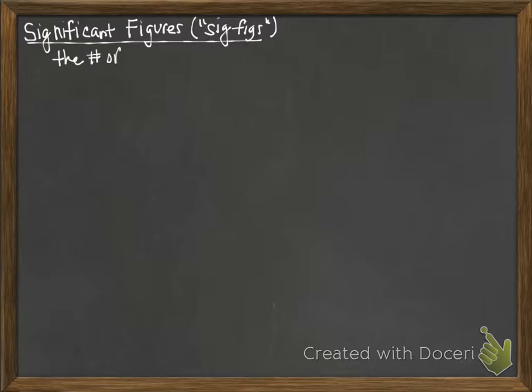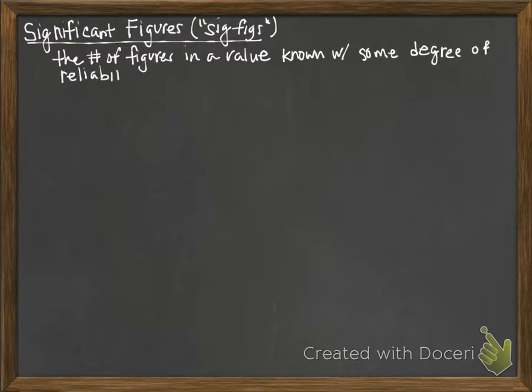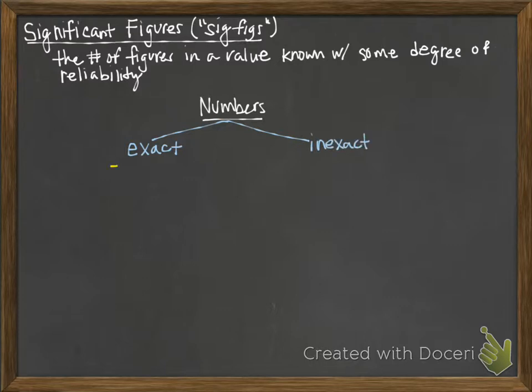Significant figures are the number of figures in a value or a number that are known with some degree of reliability or certainty. So what we're going to do is talk about numbers or values and break numbers into two different types, exact numbers and inexact numbers, and see how this relates to Sig Figs. Exact numbers have no uncertainty whatsoever. They are known exactly. That's why they're called exact numbers. So there's no uncertainty in these numbers or values.